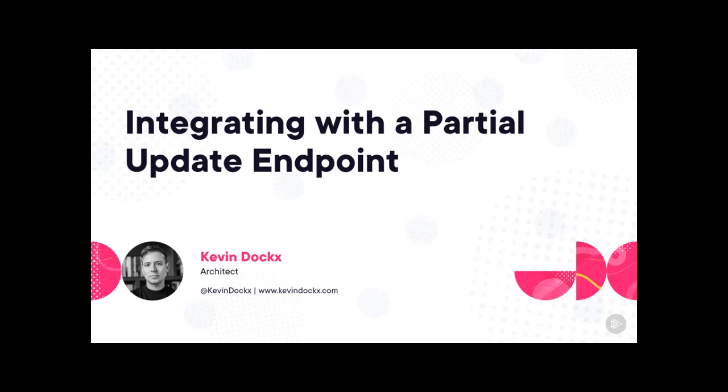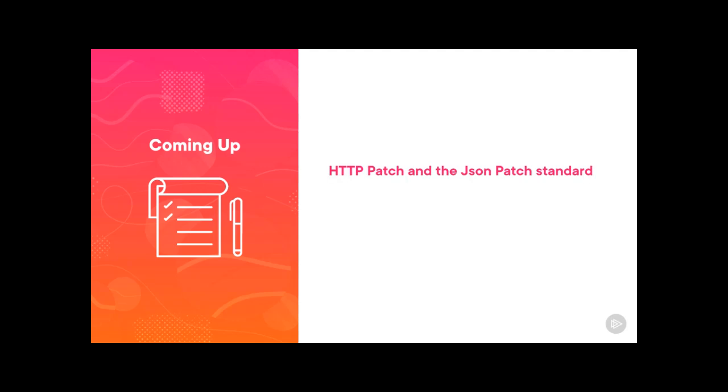These days, APIs often allow partial updates through the HTTP patch method. We will learn how to consume such an endpoint in this module. We'll start by looking into the patch method and the standard to describe the request body of such a patch request, which is the JSON patch standard. We will also implement it and we will look into advanced scenarios.